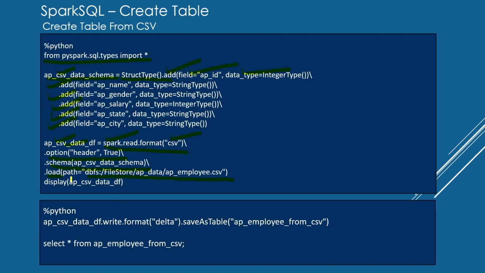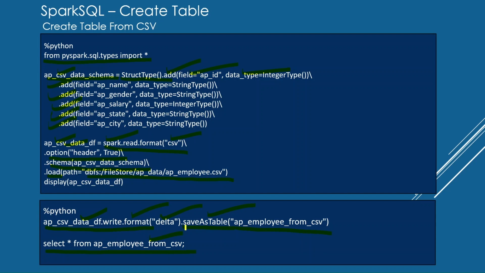When this data frame gets created, I am going to write this data frame with the help of a format function like write.format. The format will decide what kind of structure it would be whenever we save this data frame in this table with the help of the saveAsTable method. Once this table gets created, I will show you how the content of this table looks with the help of a select star from and the name of the table.